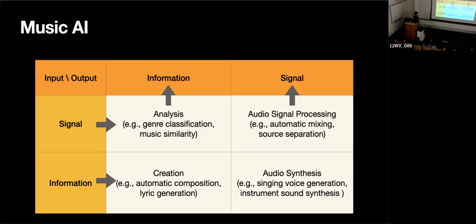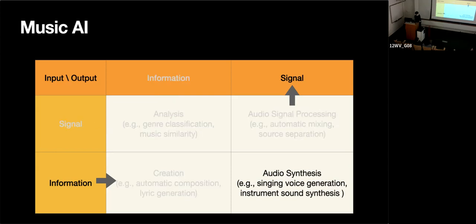And we can go down then on the left. So information in, information out. Well, the word information is a little less clear than audio signal, but we will review this. Anyway, information in, information out. That's creation, for example, automatic composition or lyric generation. And finally, information in, then we get signal out. So we put in some information and as a response, the AI gives us some signal. That's audio synthesis. The examples are voice generation or instrument sound synthesis. And the very first section in detail will be about audio synthesis.